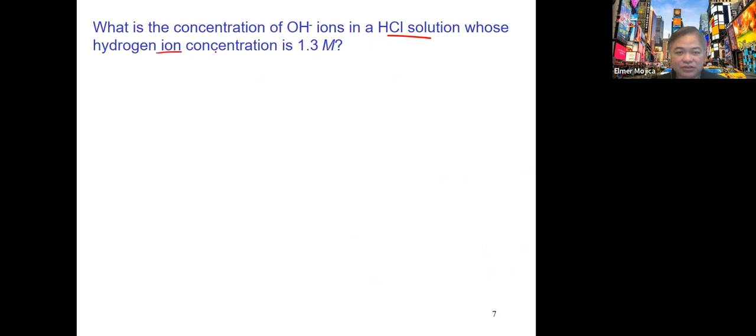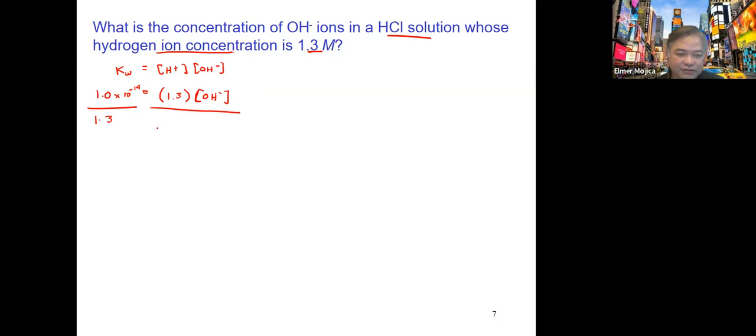And we can have some simple calculation here, like what is the hydroxide ion concentration in an HCl solution whose hydrogen concentration is 1.3 molar. So paano natin aanuhin yan? So Kw is equal to H plus times OH minus. And then what do we have? We have the amount 1.0 times 10 to the negative 14, and H plus is 1.3, and this one, OH minus, you don't know. So all you need to do is divide both sides by 1.3. So ano yung sagot natin?